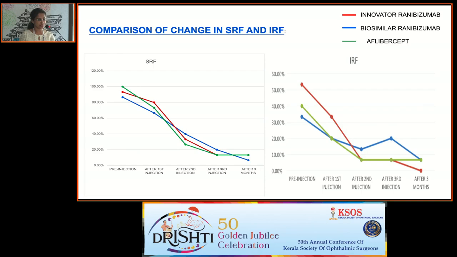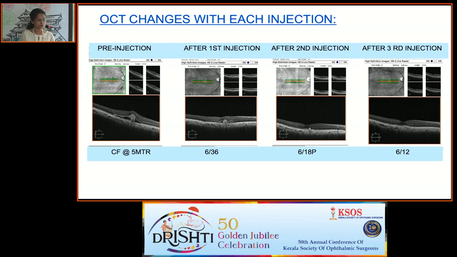And intraretinal fluid also, almost all three are comparable. For the biosimilar ranibizumab group, we can see there was an increase in the IRF after the second injection, but at the end of three injections, all were almost comparable. So these are the OCT changes, like we can see the fluid and PED at the end. The vision also improved, and the central foveal thickness also improved.